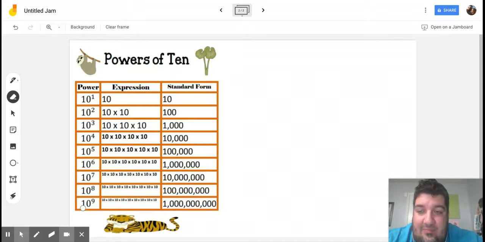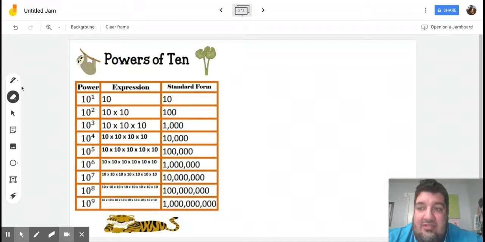And 10 to the ninth power would be 10 times 10 times 10 times 10 times 10 times 10 times 10 times 10 times 10, or how I think about it is 10, but with 9 zeros. So that's why there's 1 and 9 zeros. Again, however you want to know.